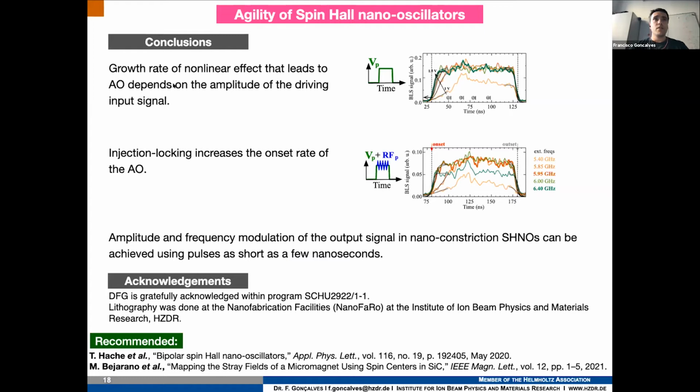So in conclusion, the growth rate of this nonlinear effect that leads to auto-oscillations depends on the amplitude of the driving input signals, shown in the first set of experiments. The second one shows a very similar response, but in this case using injection locking. With this, I would like to conclude my talk, and please follow up on the recommended reading regarding applications for this topic. Thank you very much.